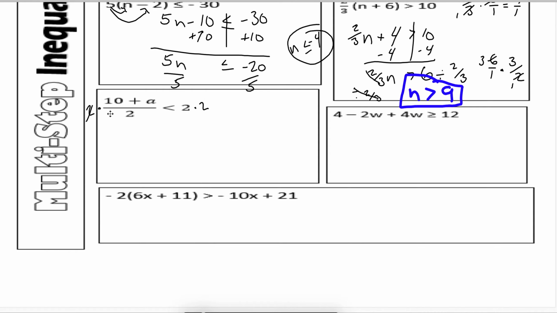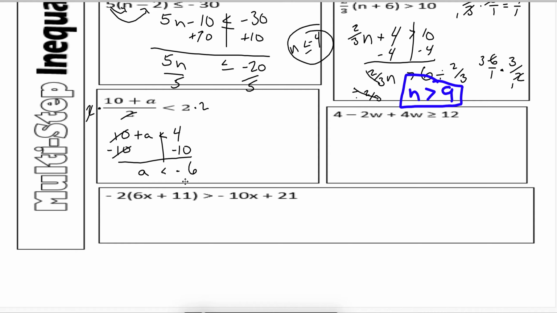So what I want to do is actually multiply both sides by 2. When I do that, that cancels with that, and I'm left with 10 plus a is less than 2 times 2, which is 4. And then we just have a pretty simple one-step move here. We got to get rid of this positive 10 by subtracting 10 from both sides. And then these cancel, and a is less than 4 minus 10, which is negative 6.